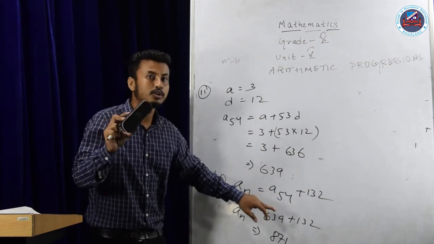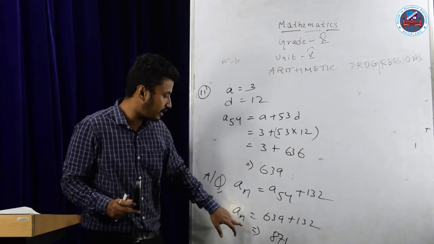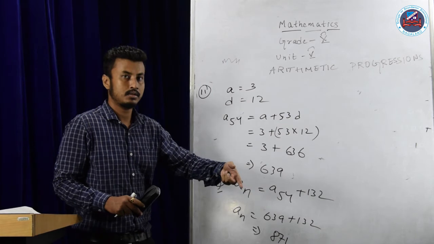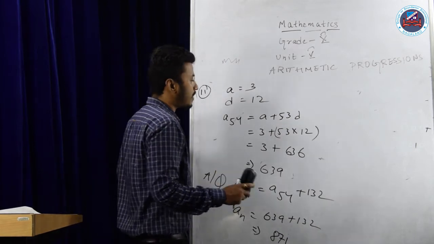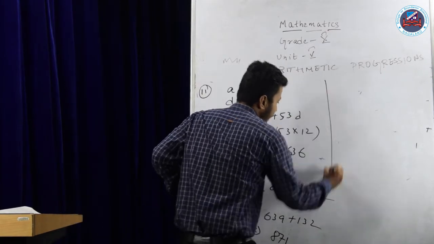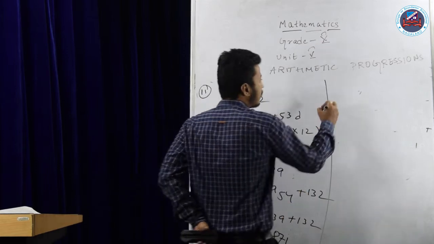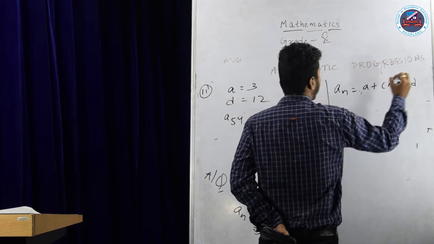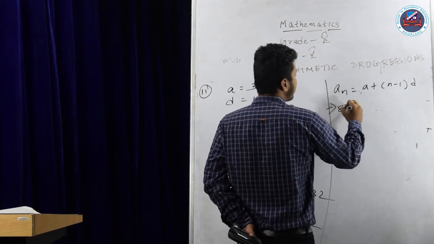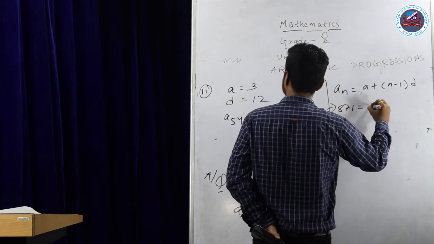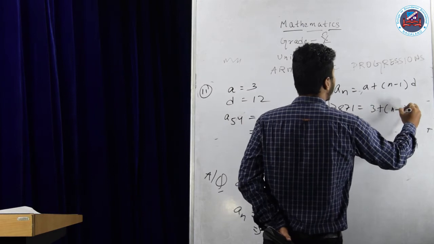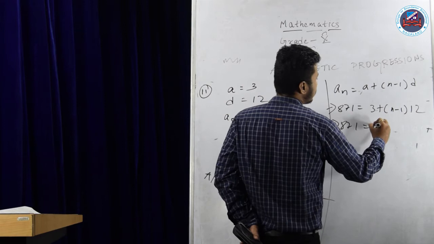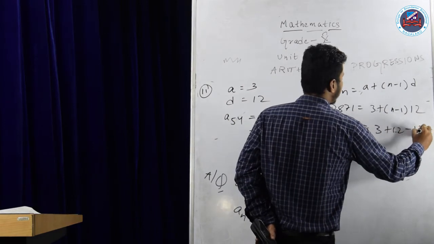But the question is not over yet. The question is asking you which term, that means you want the N value. So how will I find it? Directly equate this as An. So An equals A plus N minus 1 into D. 771 equals 3 plus N minus 1 into 12. 771 equals 3 plus 12N minus 12.